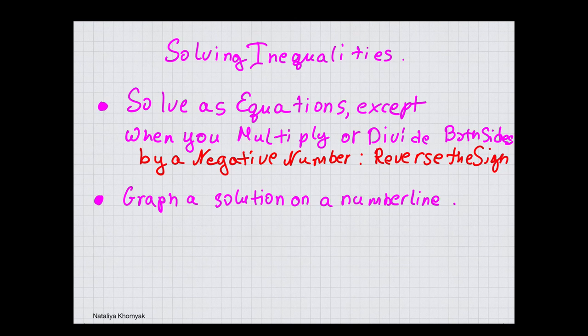Solving inequalities. The procedure for solving inequalities is just like solving equations, except when you multiply or divide both sides of the inequality sign by a negative number, you reverse the sign. And at the end, usually you have to graph a solution on a number line.